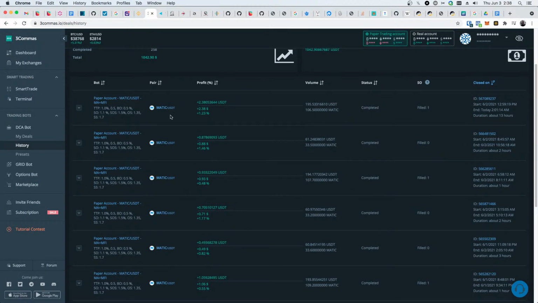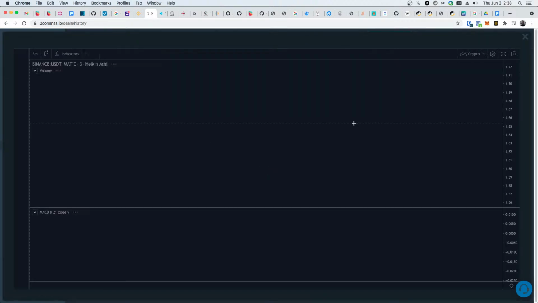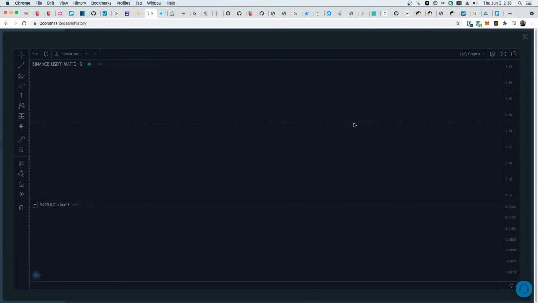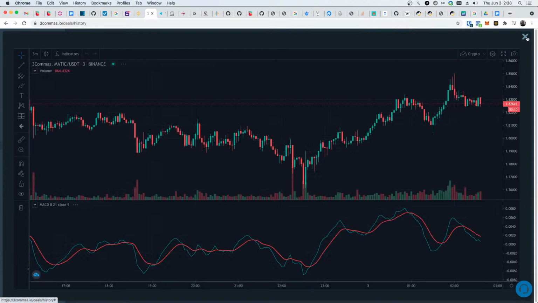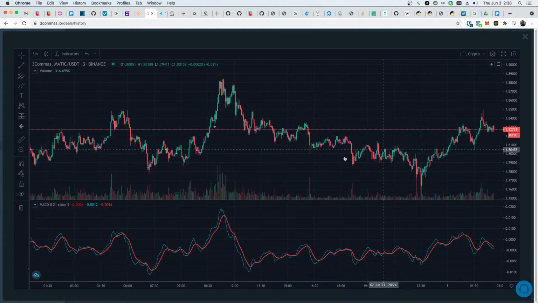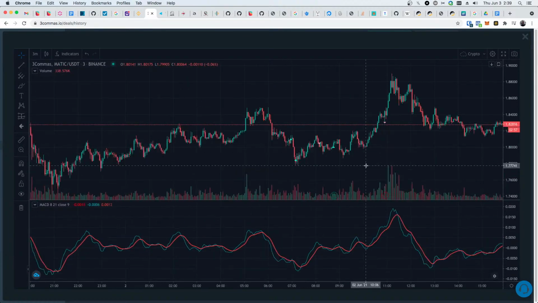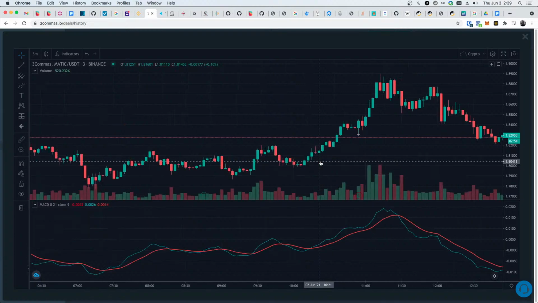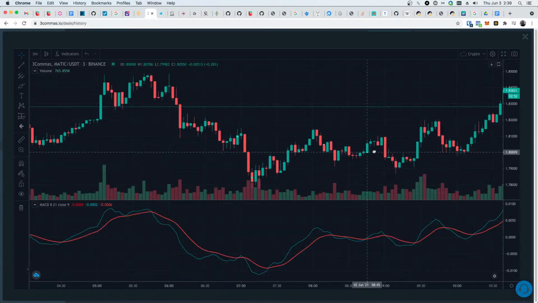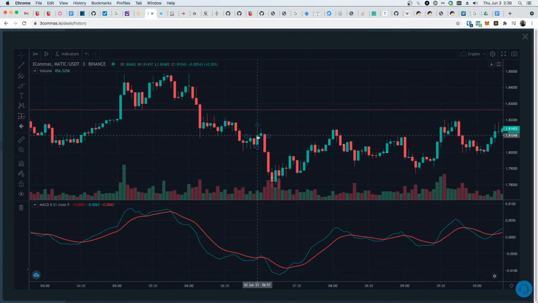Oops. So yeah, let's not do the 13-hour one. Let's do this 2 hour one. Let's try this again, folks. So this one, boom, boom. So this one bought here, bought a safety order, and then got out right there. That's how it worked, folks. So it bought in here. So this is the same exact one. Perfect. So it bought in here.